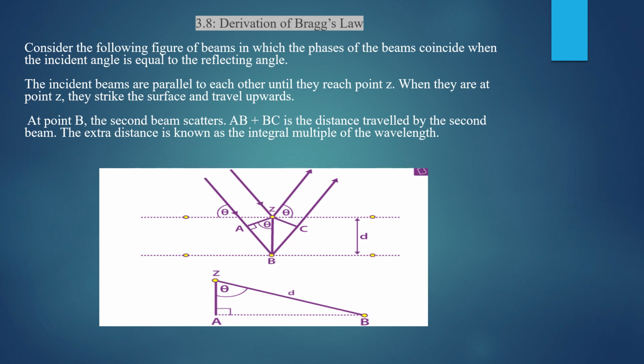At point B, the second beam scatters. AB plus BC is the distance that is travelled by the second beam. The extra distance is known as an integral multiple of the wavelength, and the interplanar spacing is represented by small d.